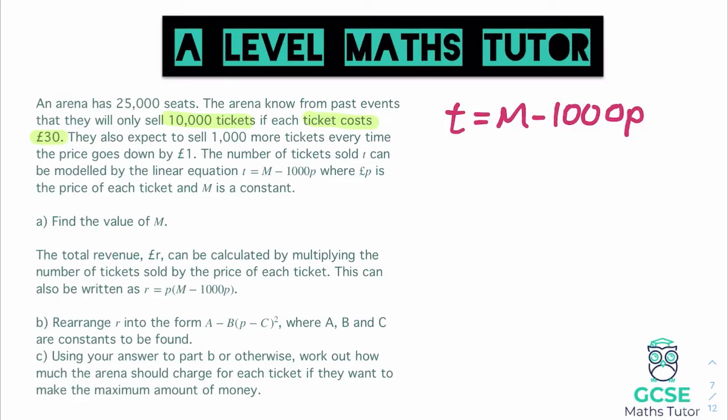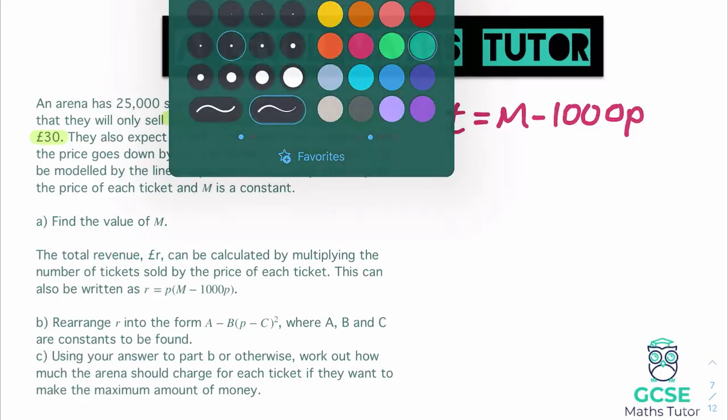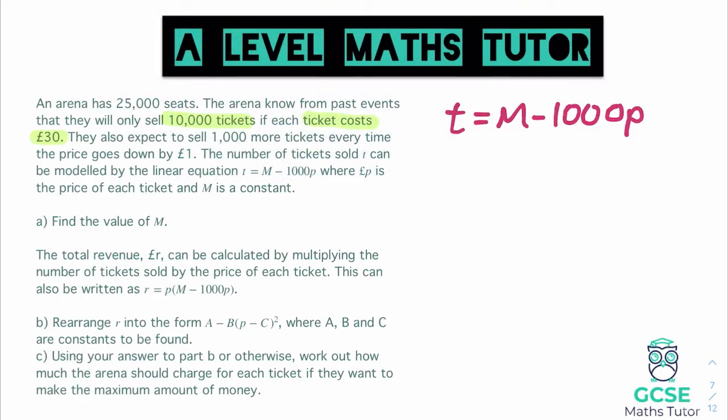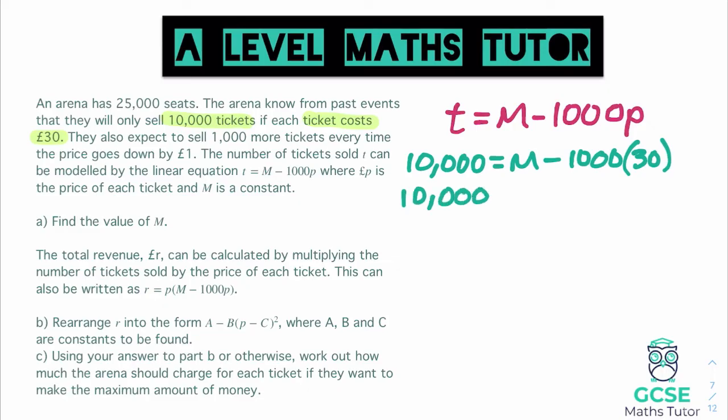So all we actually have to do to find the value of M is sub those values into our equation. So if we put them in, T is 10,000, so 10,000 is going to equal M minus 1,000 multiplied by, which I'll put in brackets, 30. So let's just look at that and expand that. So 10,000 is going to equal M take away 30,000. And hopefully you can spot straight away there that value is going to have to be 40,000, because 40,000 take away 30,000 will equal 10,000.